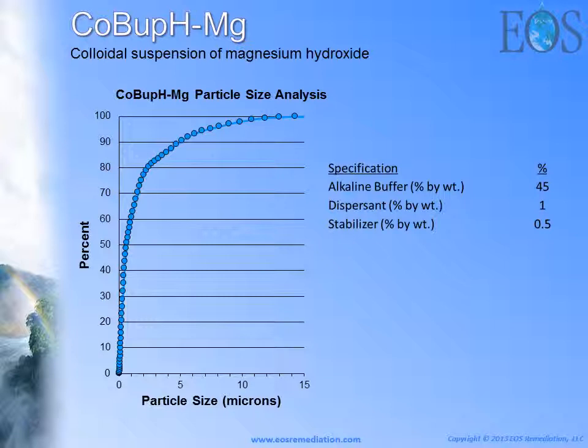The first thing we did was look at the particle size distribution of the magnesium hydroxide grains within the product itself. We saw that we were getting a mean particle size of right around 2 to 3 microns. So we were able to achieve a very small particle size distribution, so we knew we had a product that could potentially have very effective transport capability in the aquifer, but we wanted to test this.